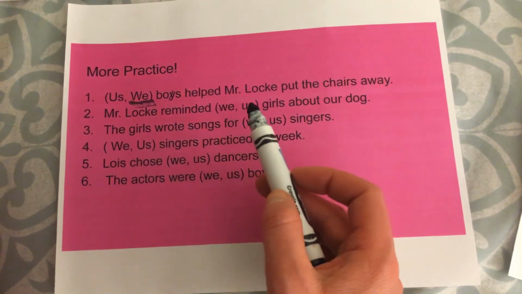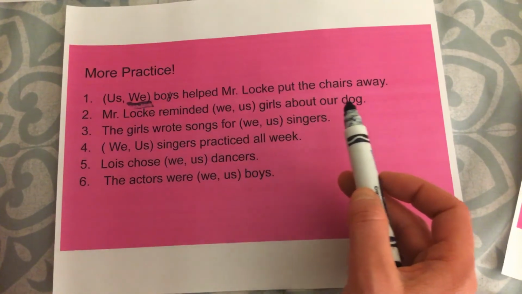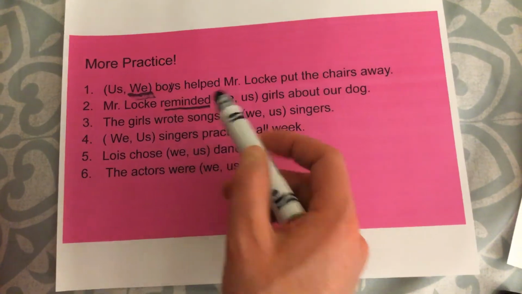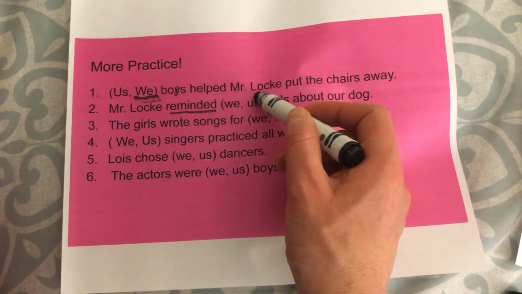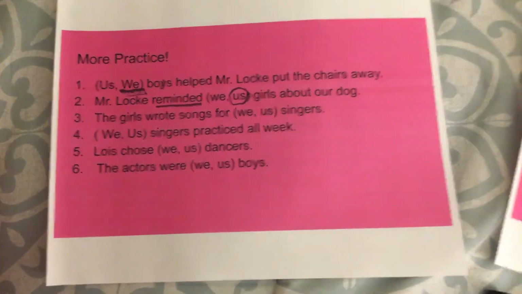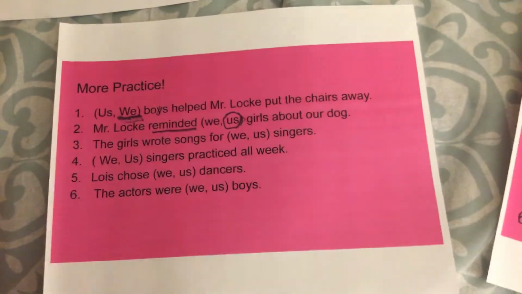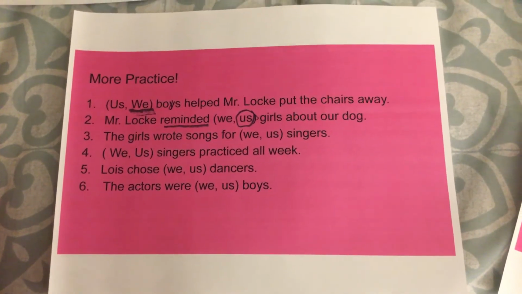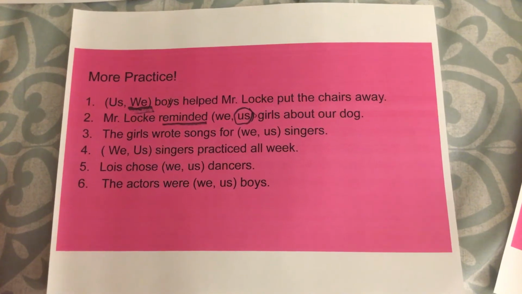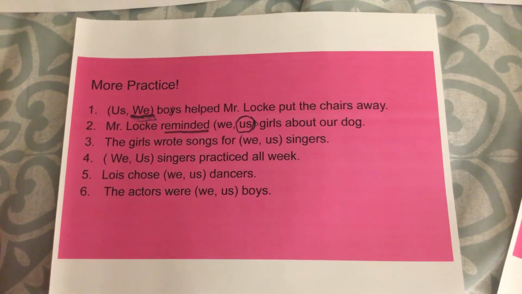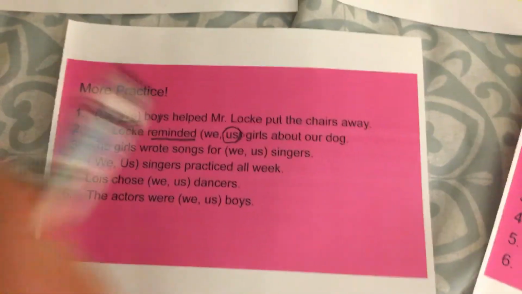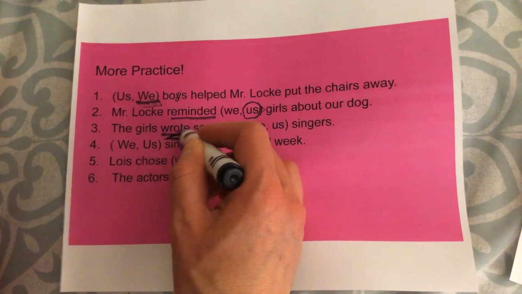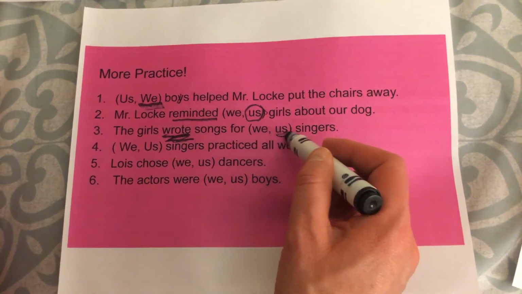Mr. Locke reminded we or us girls about our dog. This is an action verb. He reminded. Us comes after an action verb. Mr. Locke reminded us. If you shorten that sentence, it sounds good. Number 3, the girls wrote songs for we singers or the girls wrote songs for us singers? Well, I see that the girls are doing an action. And after an action comes us.